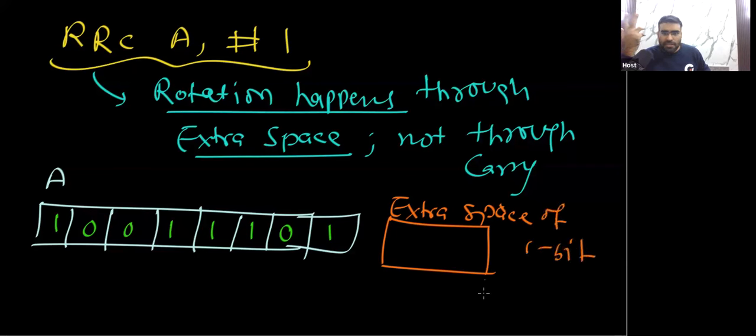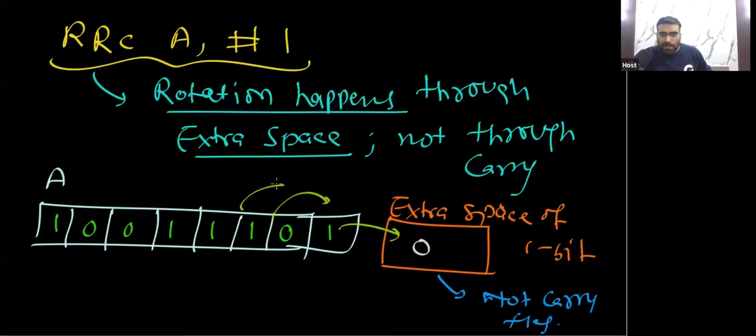Okay, this is not carry. This is not the carry flag. This is what they will say. They will say that this is a magical space, some extra space of 1 bit, and the rotation will happen through this. So the rotation will not happen through carry.